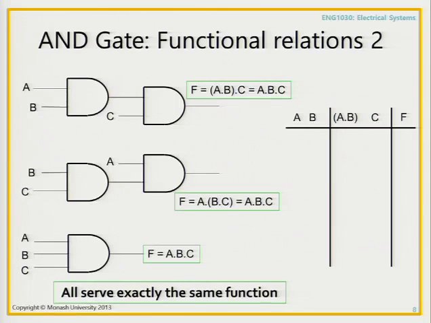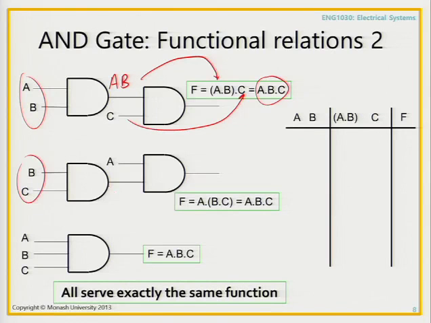What happens if I cascade AND gates? If I take A and B and take its output and stick it into another AND gate, the first part gives me A and B, and then the second gate gives me A and B and C. This is all equivalent to just a 3-input AND gate. They're all the same, no matter which way you slice and dice it. I could do B and C first, and then AND that with A, and this would all give me A, B, C.